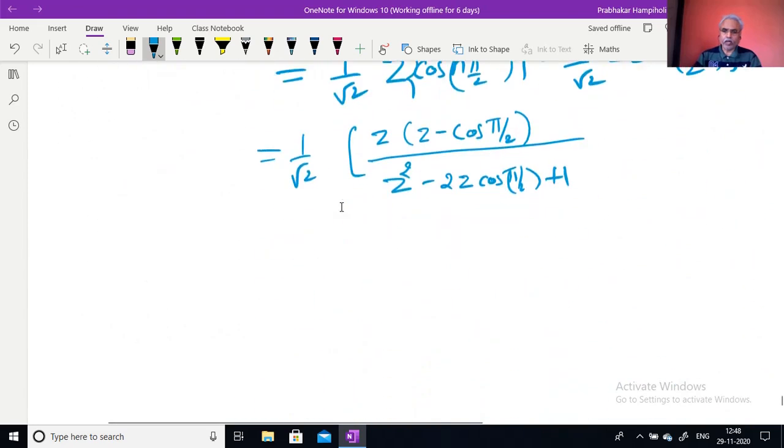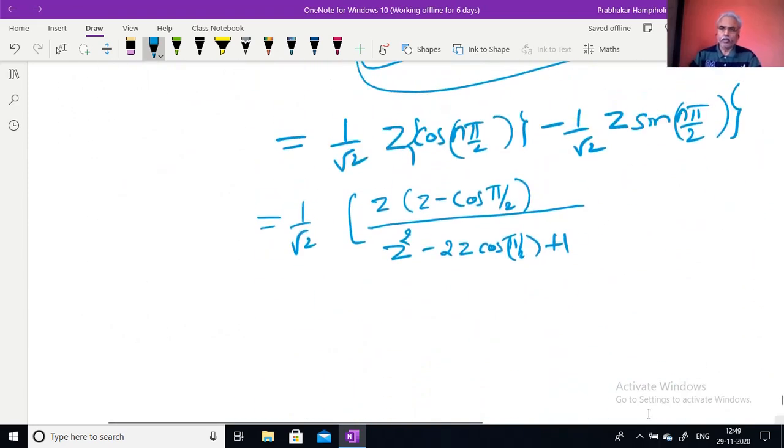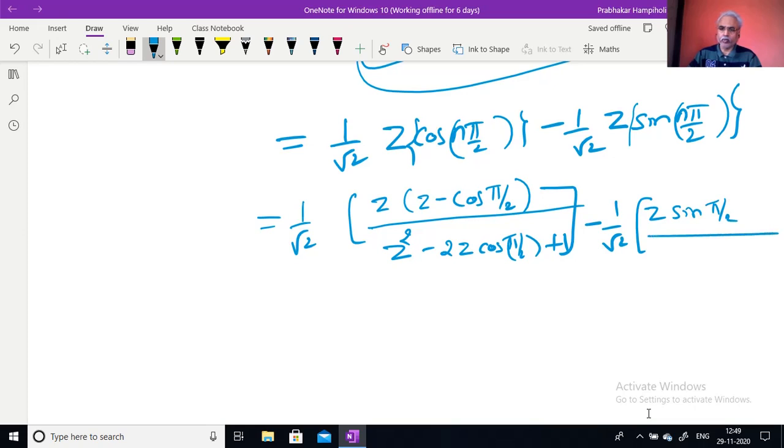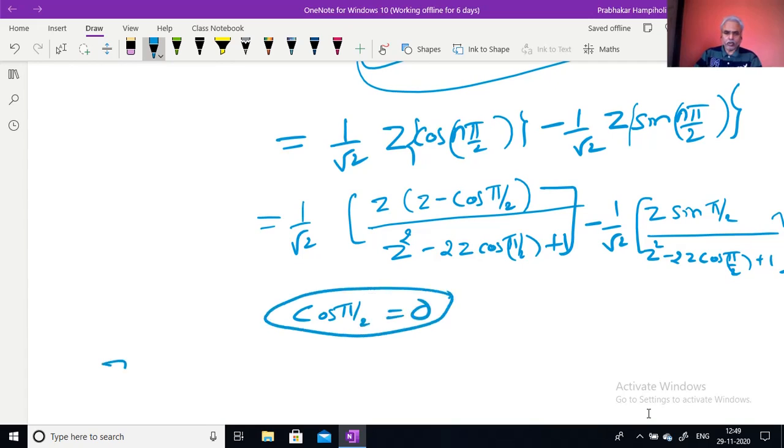So this now becomes minus 1/√2 times the Z transformation of Z sin θ, θ is π/2, whole divided by the same denominator. Let me write Z² − 2Z cos θ + 1. Now wherever cos π/2 is there, we will have to write 0. So the Z transformation of the LHS looks like this.